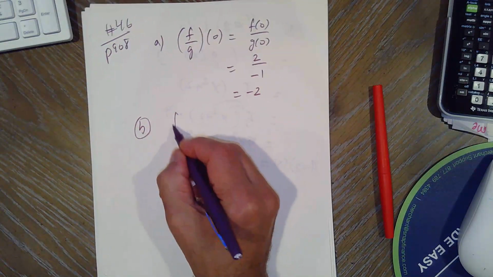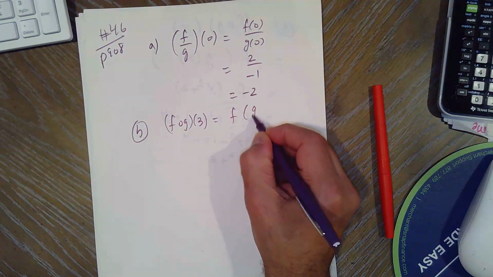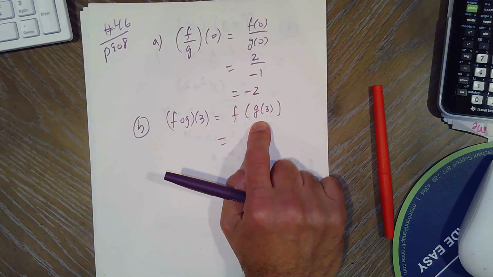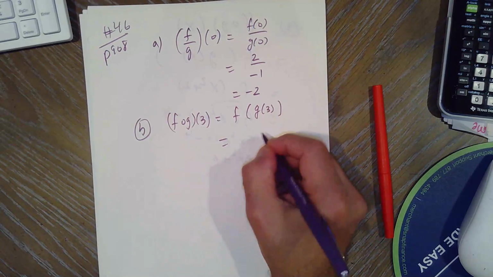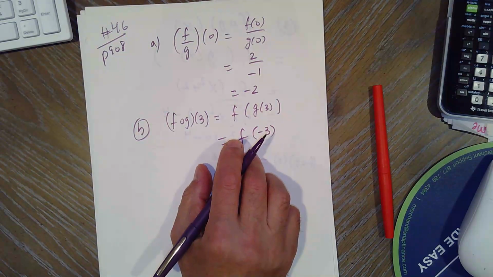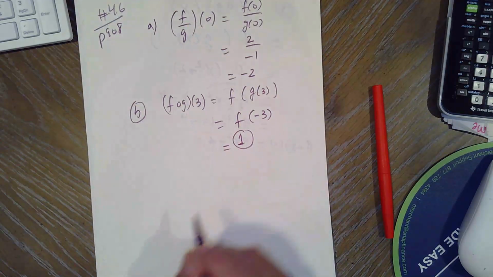Part B, f composite g of 3. So we're going to do f of g of 3. Again, from the graph, g is the blue one, g of 3 is negative 3. So we're going to do f of negative 3, that's the red graph, f of negative 3 is 1. And that would be the final answer.